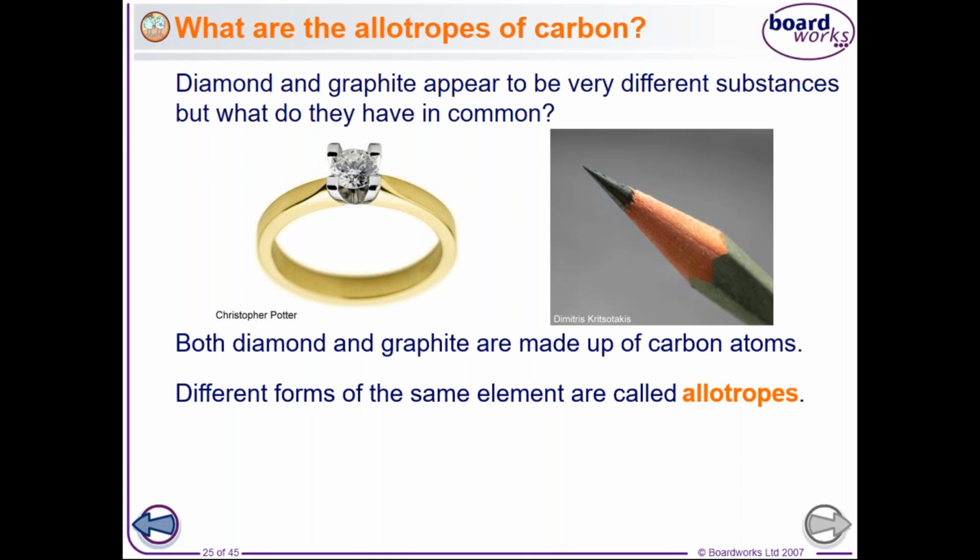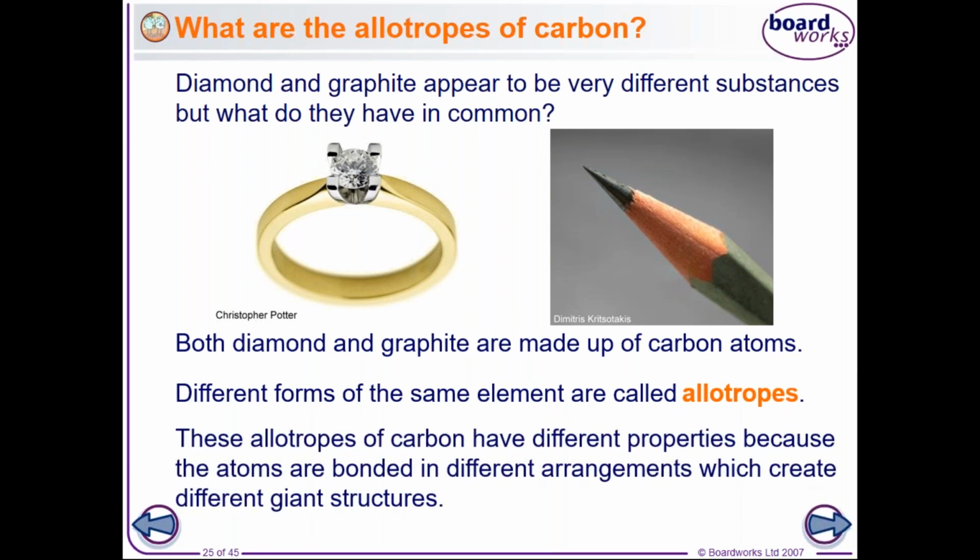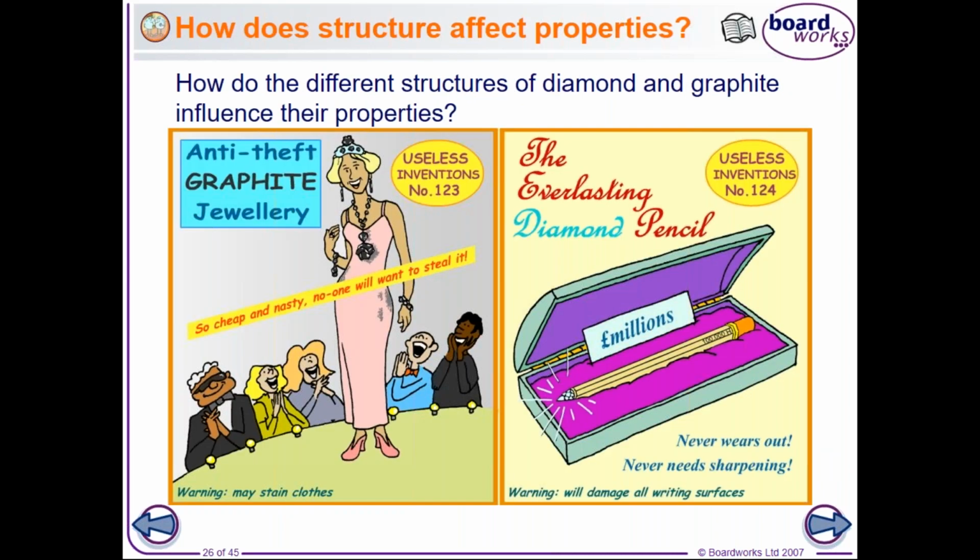Okay, let's continue here. As I said before, these allotropes of carbon have different properties because the atoms are bonded in different arrangements, which are different giant structures. So what does this PowerPoint explain to us? For example, what would happen if the simple pencil in the world was made of diamond? It would be the most expensive pencil, and it would never wear out and never need any sharpening. But if you want to write with it, it will damage all surfaces.